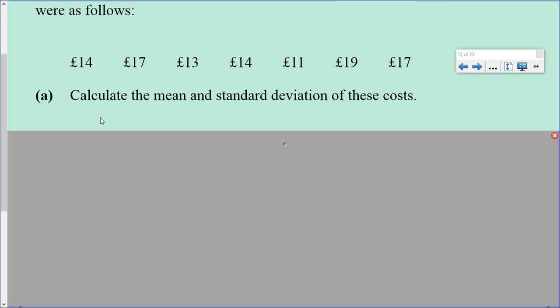So the first thing that we're going to do is work out our mean. As you can see, it's actually even specified in the question. So work out your mean and standard deviation. So we're going to do 14 plus 17 plus 13 and add them all up. And when we do that, we should get 105. And then we want to divide that by how many there are. So 7, so 105 divided by 7. The mean there is £15.